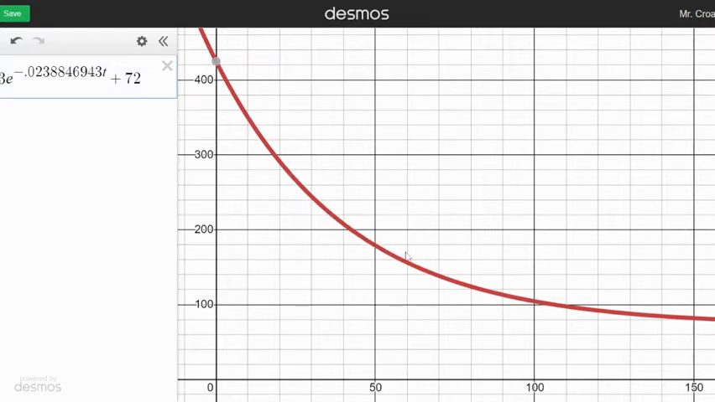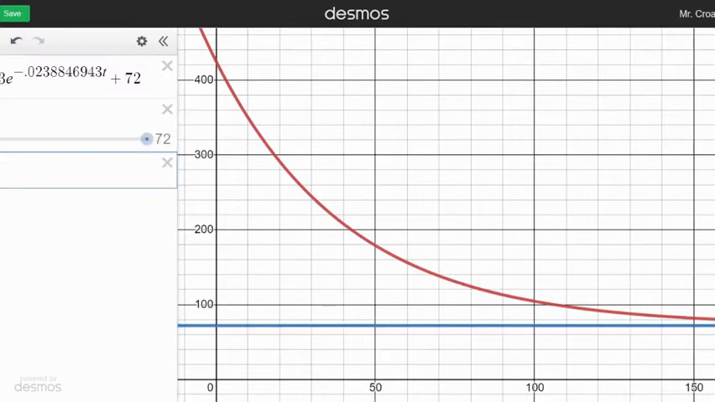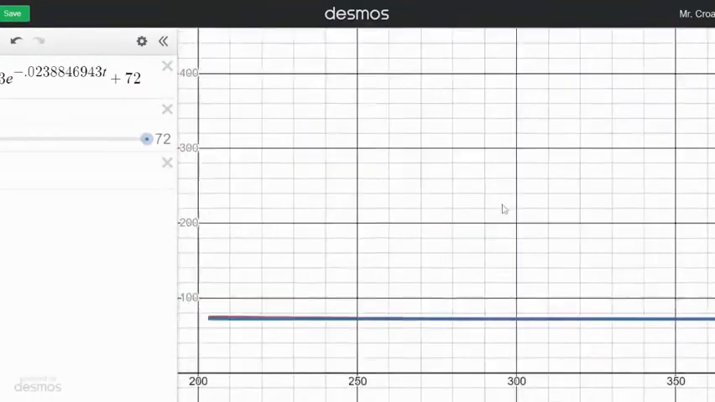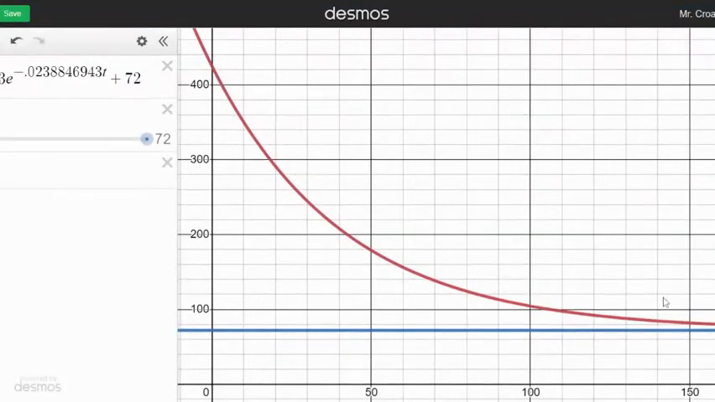And as it gets cooler, as it approaches room temperature, which, by the way, let's just graph that. It doesn't like uppercase T, so I guess I'll have to trick Desmos and just call that Y. So there is our room temperature, and we see that our temperature function approaches that and then just hugs that for the rest of the graph. So it decreases fast, slows down, approaches that value, which is consistent with what it should be doing.